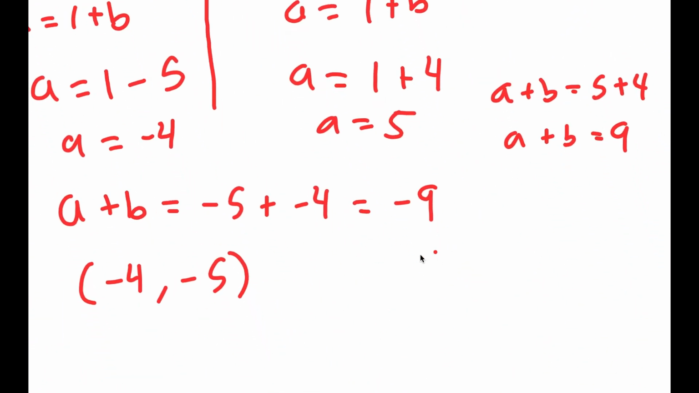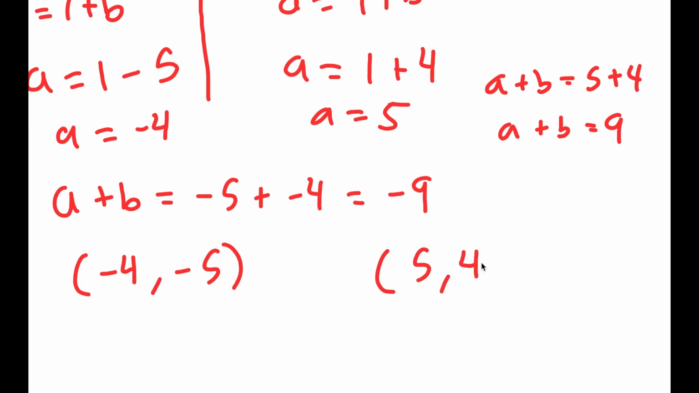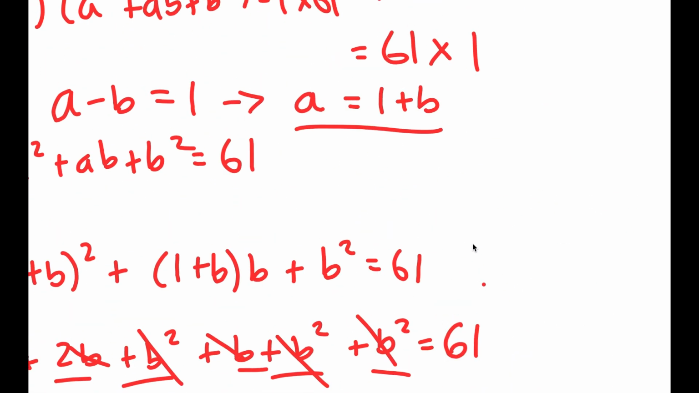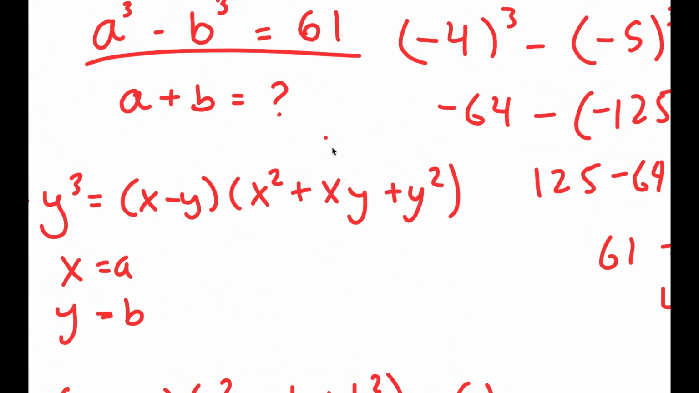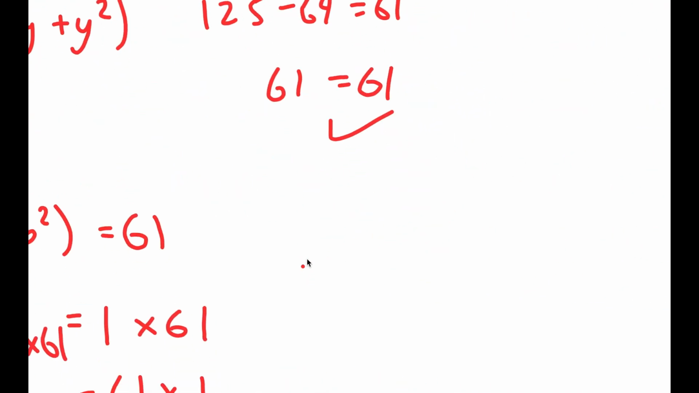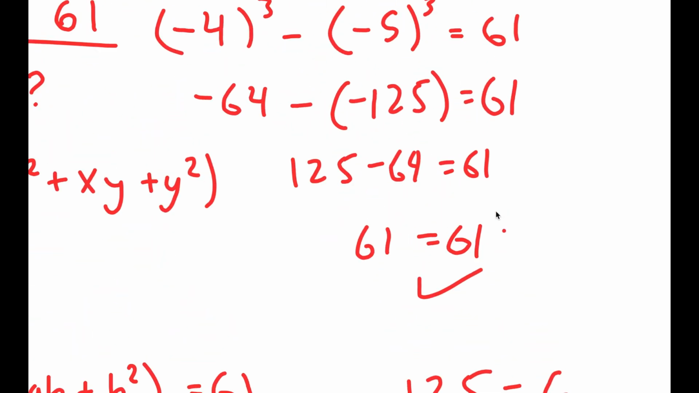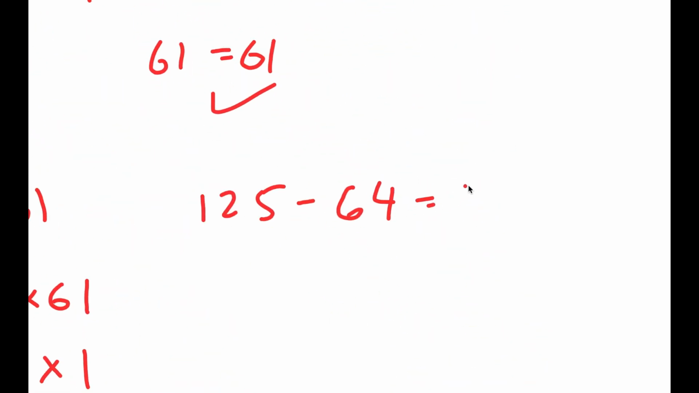And then we have 5 comma 4. So this is actually the same exact thing, because 5 to the power of 3 is 125. So I get 125 minus 4 to the power of 3, which is 64. So I get 125 minus 64, which is again 61. So both of those solutions work.